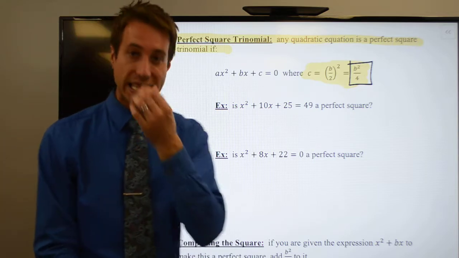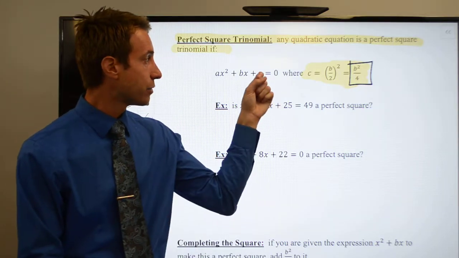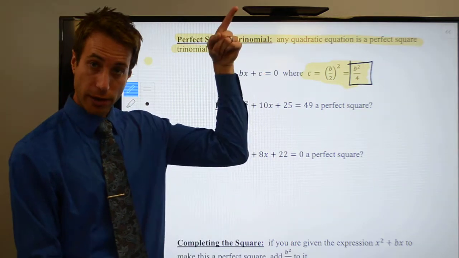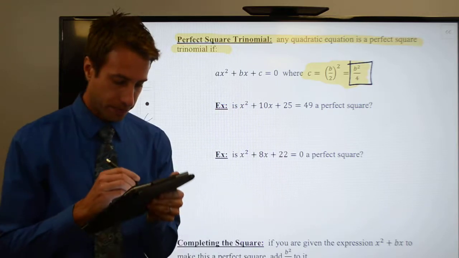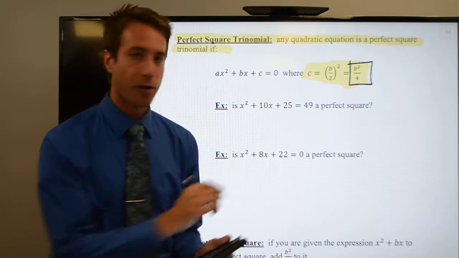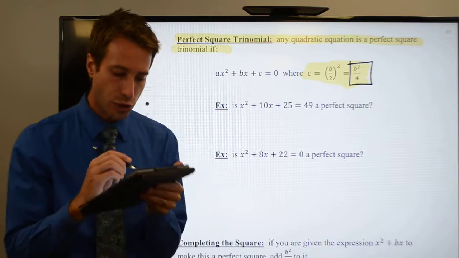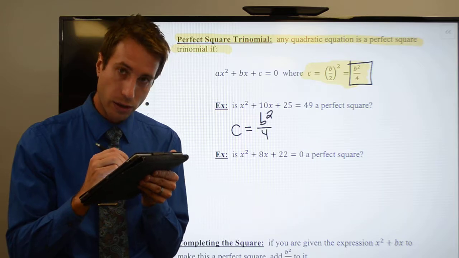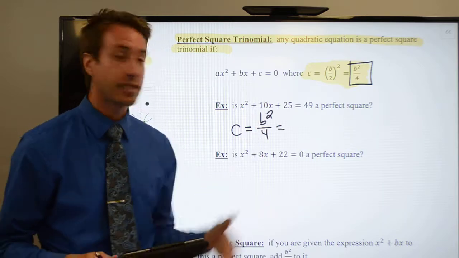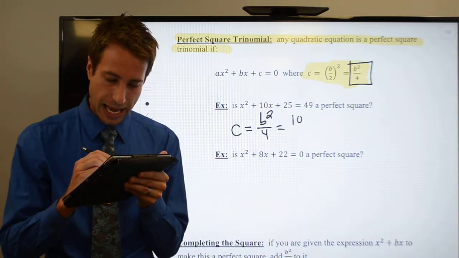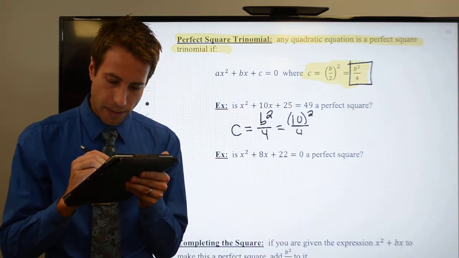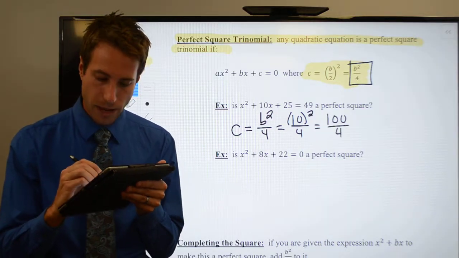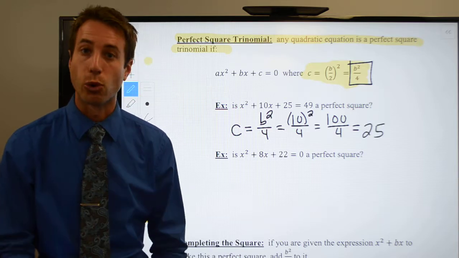So here's what we need. I need this value of c to be equal to whatever b is squared divided by 4. Let me show you. In order for this to be a perfect square trinomial, which we already know it is, but let me show you why, c needs to be equal to b squared over 4. Well, my b in this case is a 10. So I would have 10 squared divided by 4. Well, 10 squared is 100, divided by 4. And 100 divided by 4 is 25.